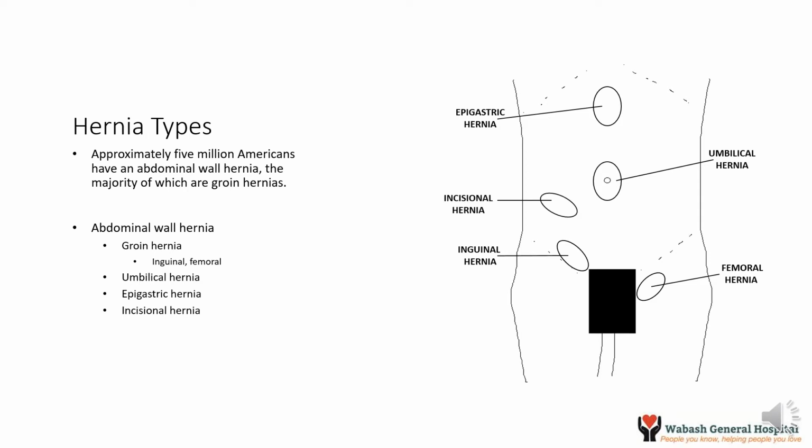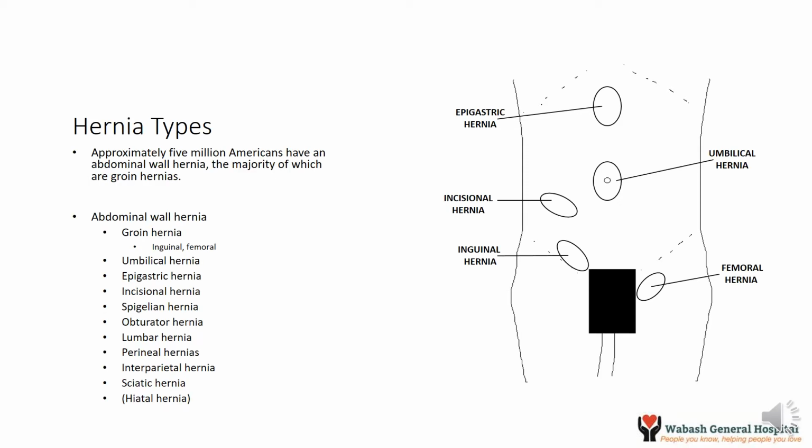And then we have a common term called incisional hernia, which can basically happen anywhere where you've had surgery on the abdomen. As you can see, the list of types of hernias is fairly long, and this is in no way a comprehensive list. So we will be restricting our talk to the most common ones.